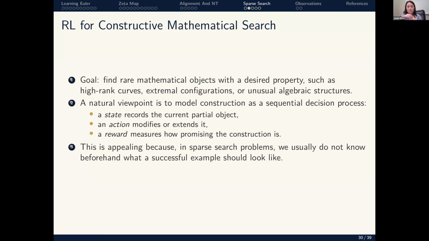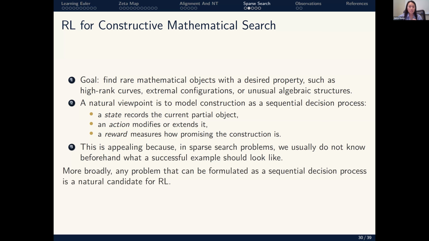This is very appealing because in these sparse search examples, we don't really know what a successful example should look like. So this is a lot like playing a game like AlphaGo. You just keep playing the game to learn where you should go to find these examples. More broadly speaking, any problem that can be formulated as a sequential decision process is a natural candidate for reinforcement learning.